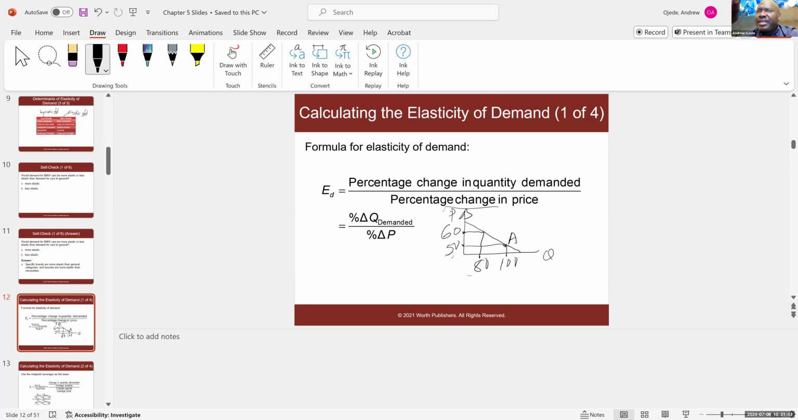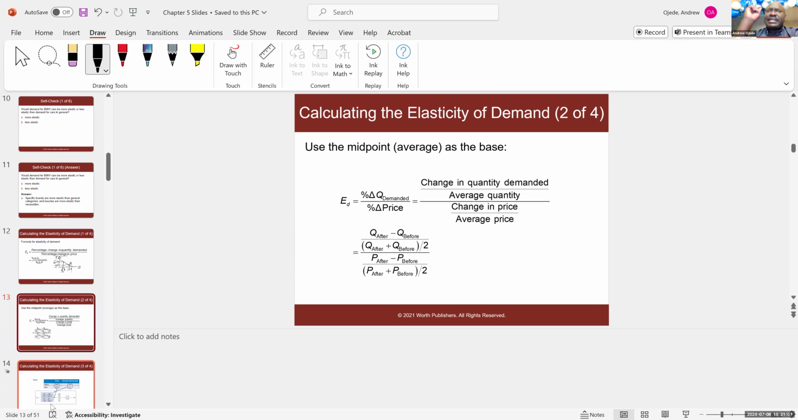And then the percentage change in quantity. Remember, quantity has gone down. This is your new quantity. You take the new quantity minus the old quantity, divide by the old quantity, times 100. Then you just plug them into this formula. Very straightforward. We're going to do a couple of examples here.